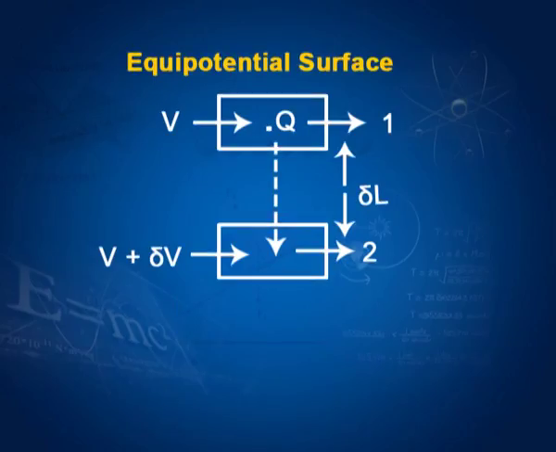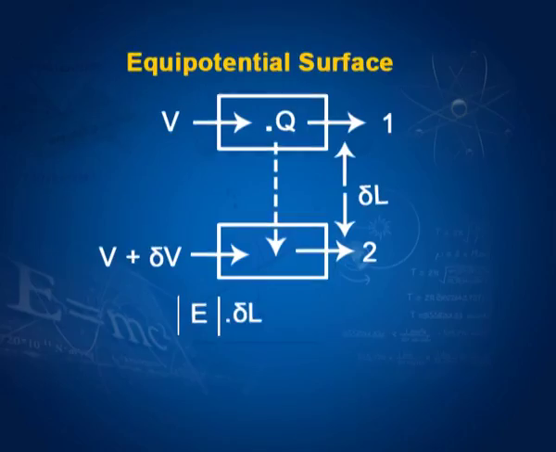So what will be the work done? The work done will be E times delta L. I am only considering the magnitude, and that should always be done, because for equipotential surfaces you will most probably get positive values for the electric field intensity. So you must take this into account quite seriously. E times delta L will be the work done, so this is E dot delta L.